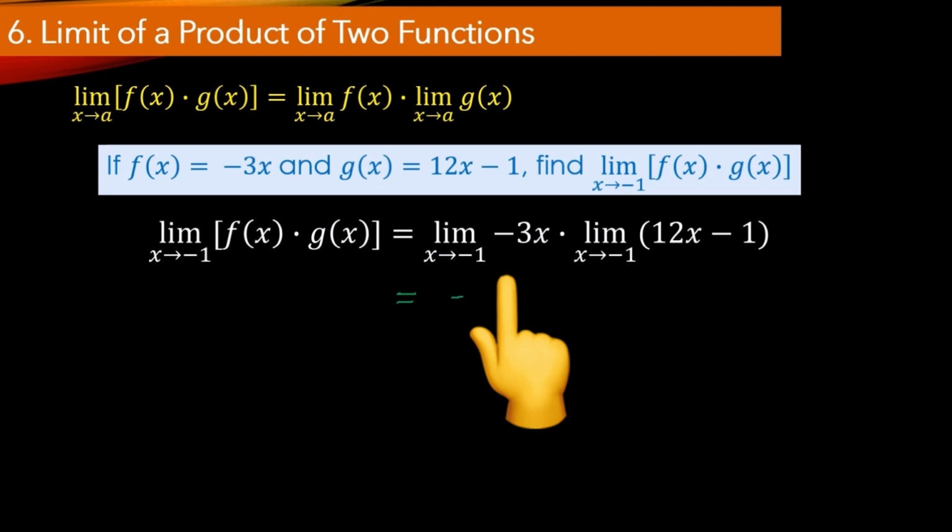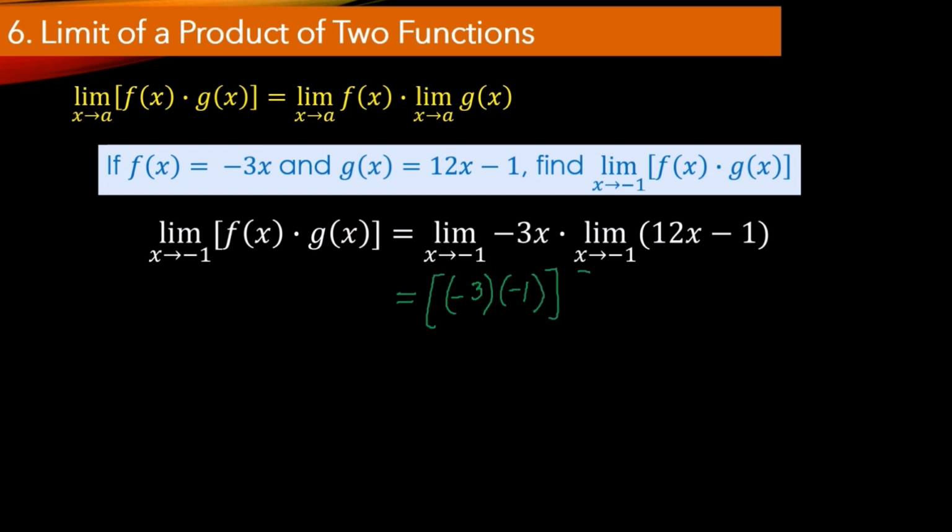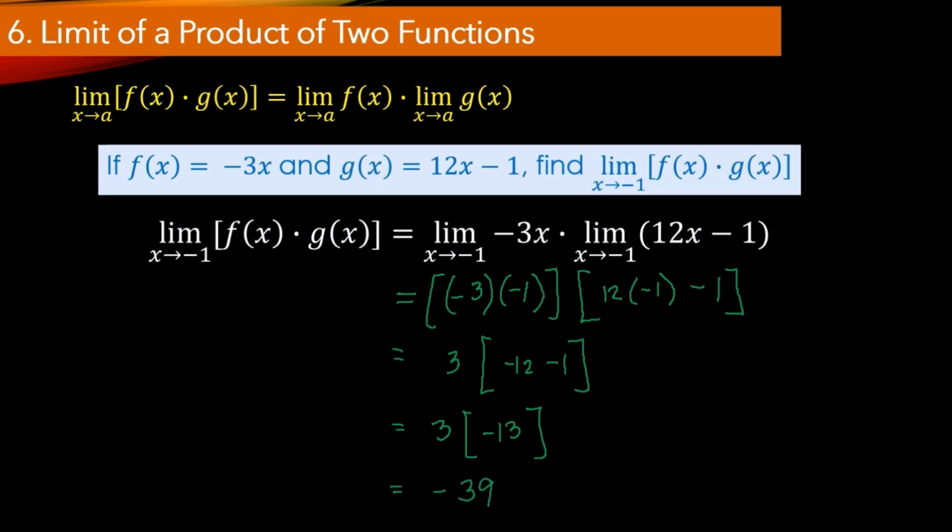Evaluating the limit of negative 3x as x approaches negative 1, we will have negative 3 times negative 1. Evaluating also the second function, we will have 12 times negative 1 minus 1. Simplifying each expression, we will have positive 3 times negative 13. Getting the product, we will have negative 39. Hence, the limit of f of x times g of x as x approaches negative 1 is negative 39.